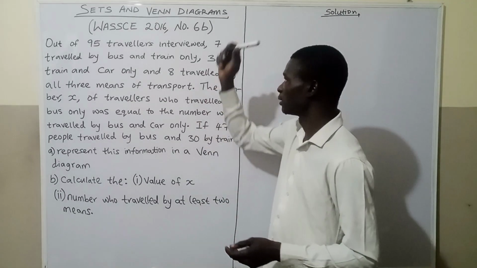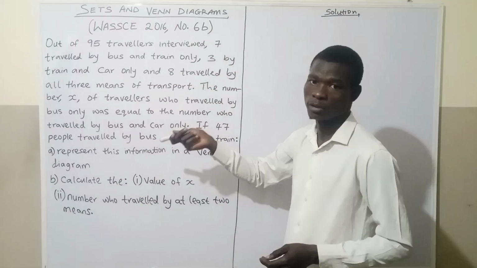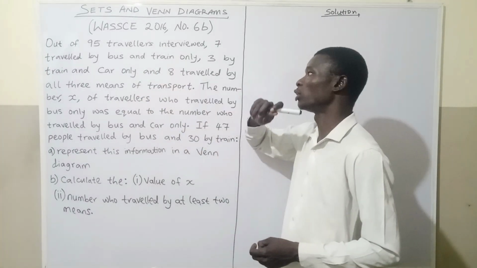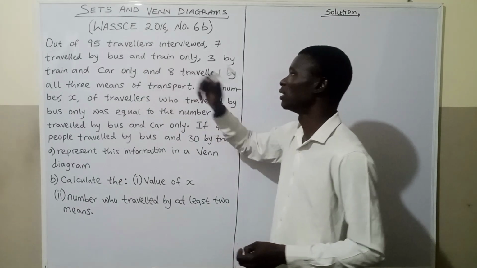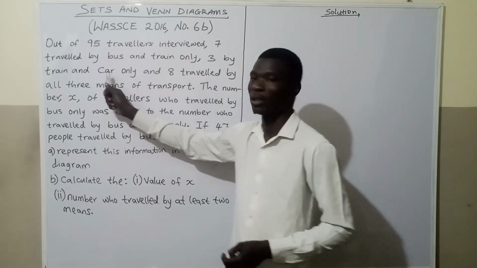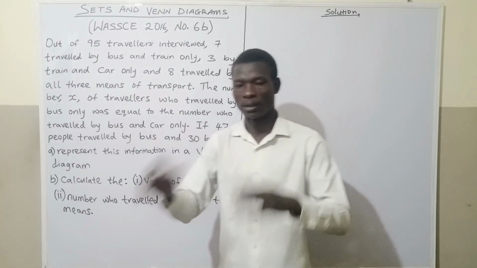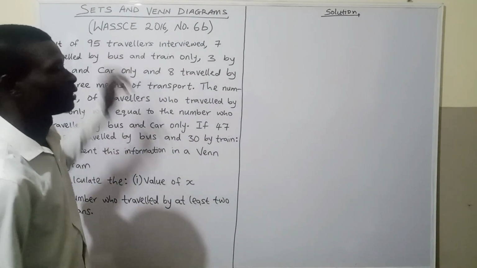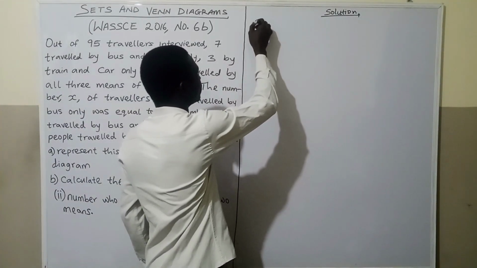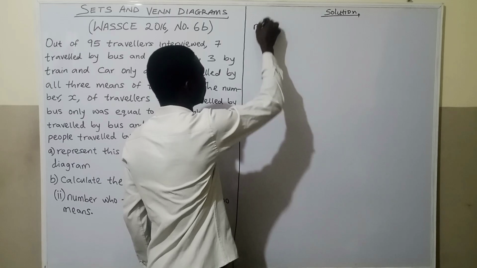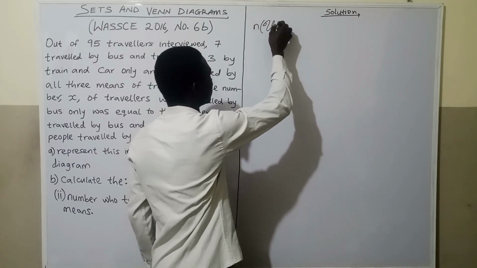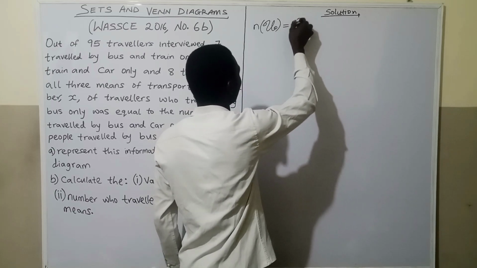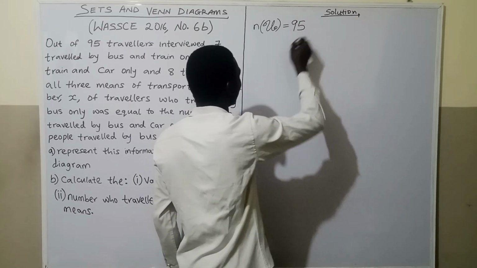We are going to let the people who traveled by bus be B. Those who traveled by train, we'll let them be T, and those who traveled by car, we'll let them be C for identification. So we go for the total number of travelers that were interviewed. That's going to be the number of the universal set. The universal set is U, and there are 95 of them.